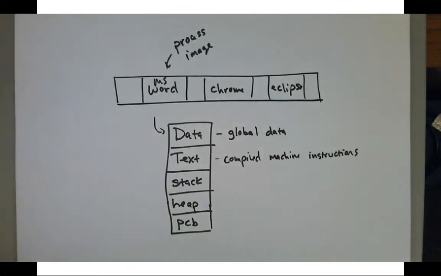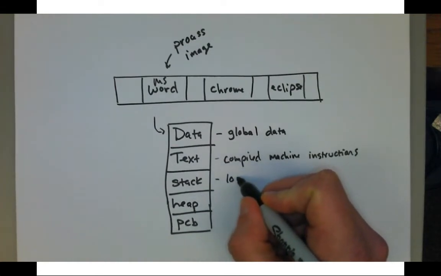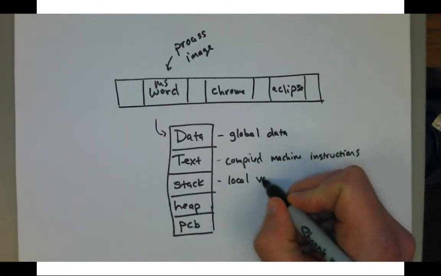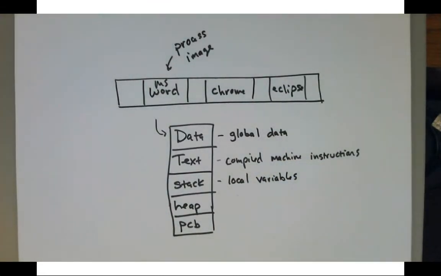Okay, then we have the stack. Okay, this is where local variables go. Okay. And it's called a stack because it really is a stack, a last in, first out container. The stack is also used to control jumping to and returning from functions. We call it the call stack.